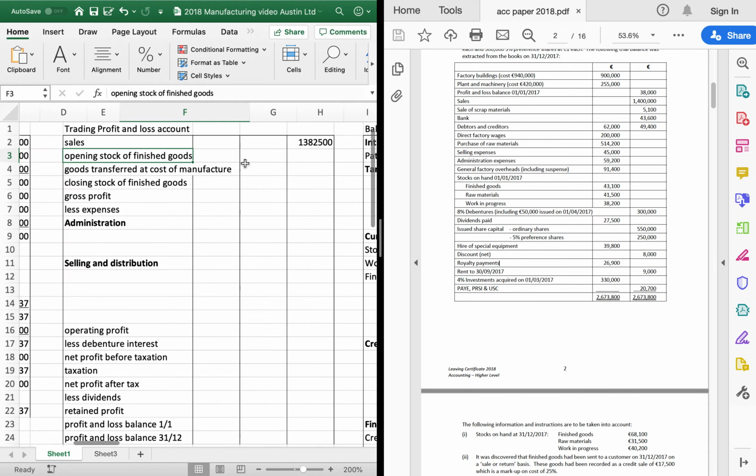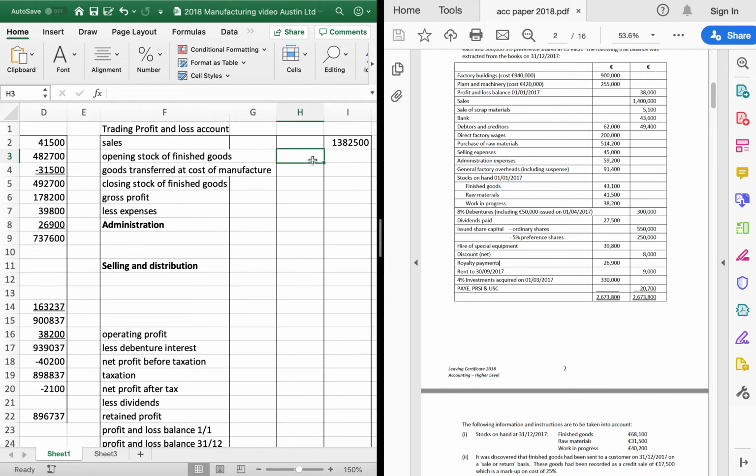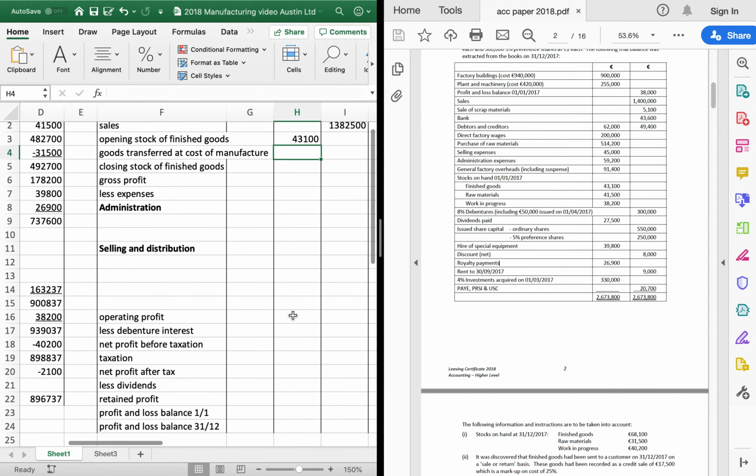So let me just make this a little bit smaller so you can see it. The opening stock, so it's opening stock of finished goods. So this deals only with finished goods. So 43,100. And your cost of manufacturing, that's your final answer. So 896,737. Okay, take away your closing stock of finished goods.